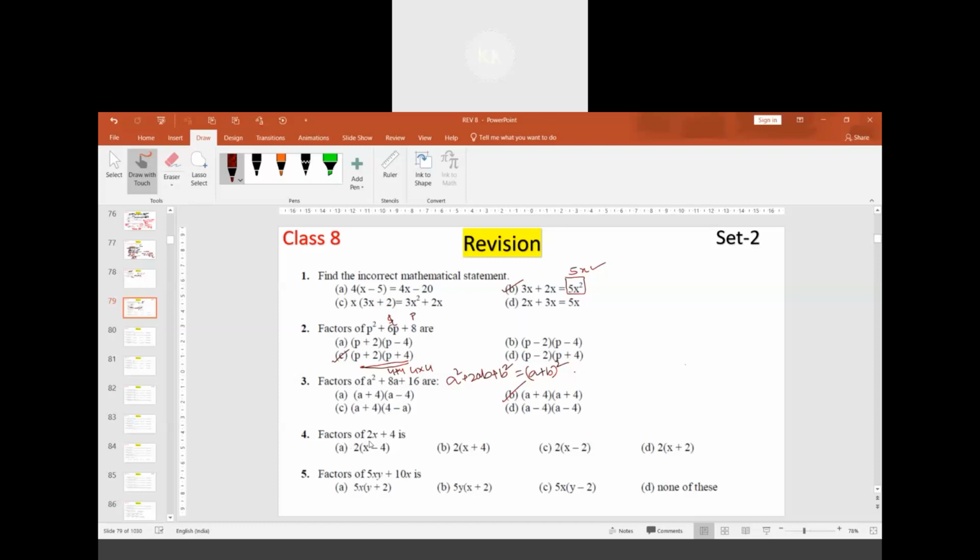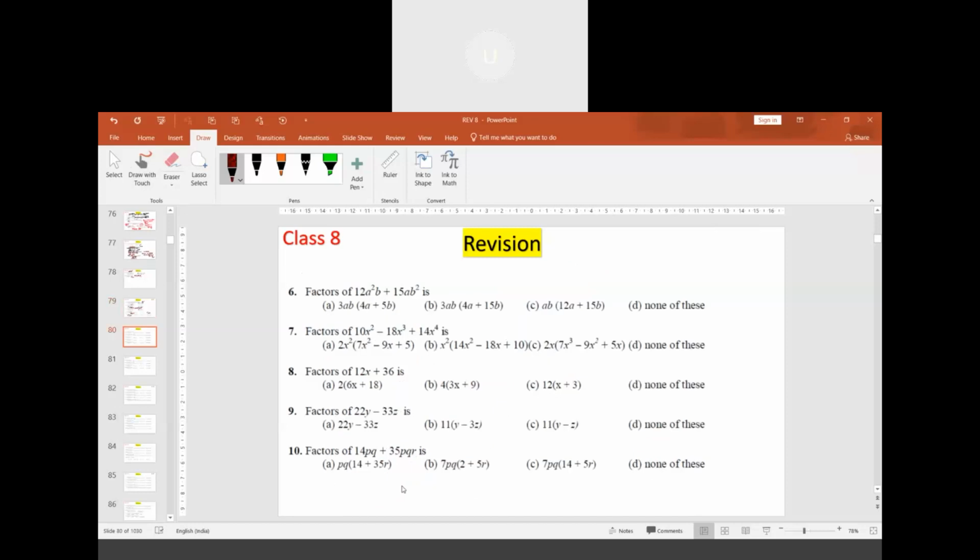Question number 4. Factors of... Option D. Next one is also very easy. 5x we have to take as a common thing. If 5x is taken out, y remains and 2 remains. So the answer is option A.